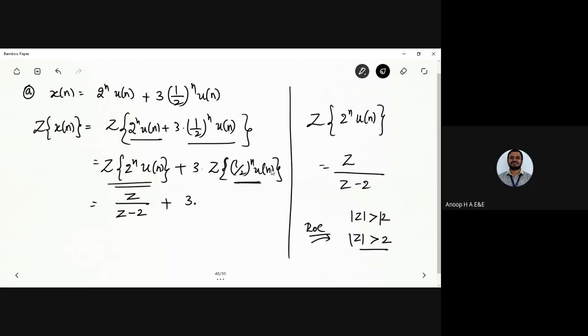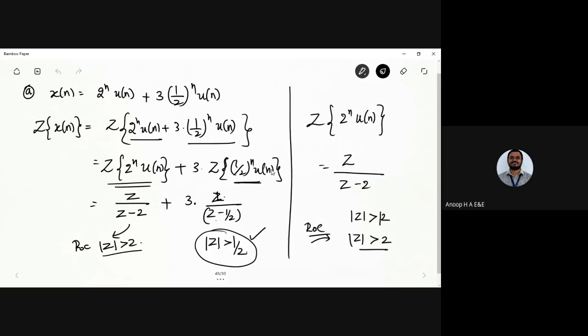So what is its ROC? That is (1 by 2) power n u of n. Okay, so the ROC of the first signal is mod z greater than 2, and this signal would be mod z greater than 1 by 2. So I need to have the intersection of these two, right? The ROC of the second signal is where mod z is greater than 1 by 2.